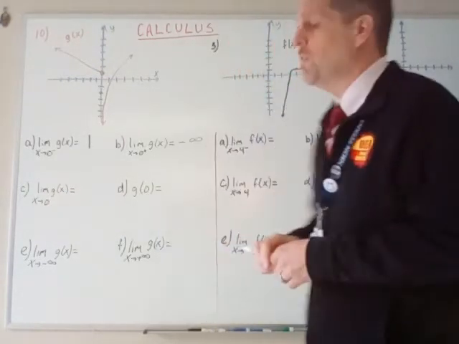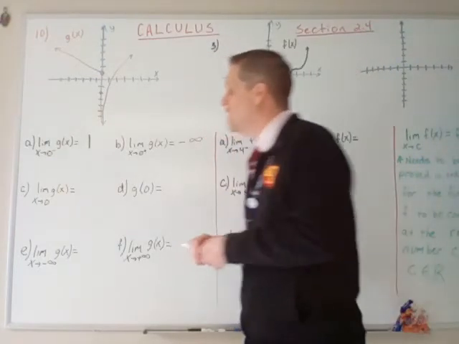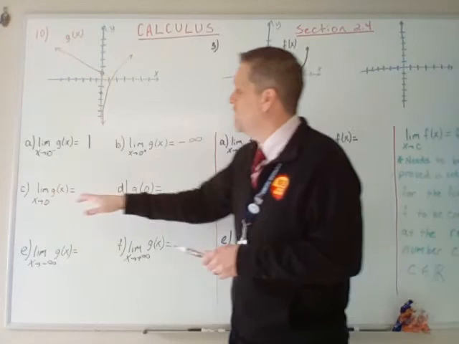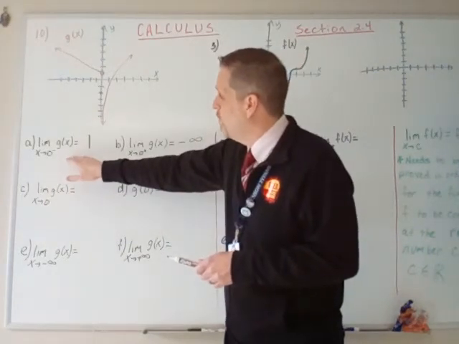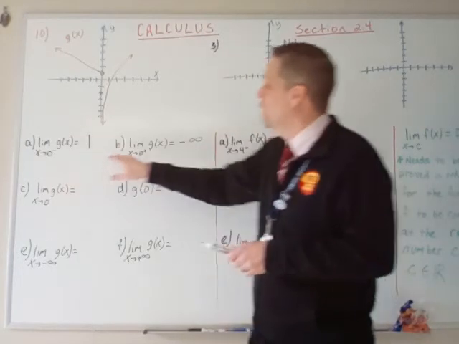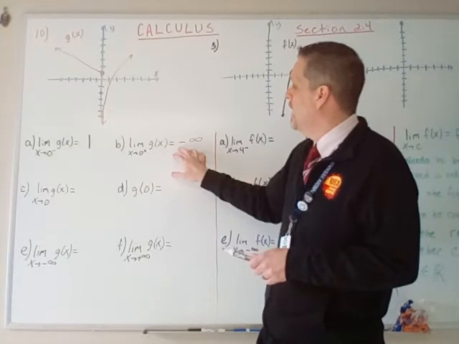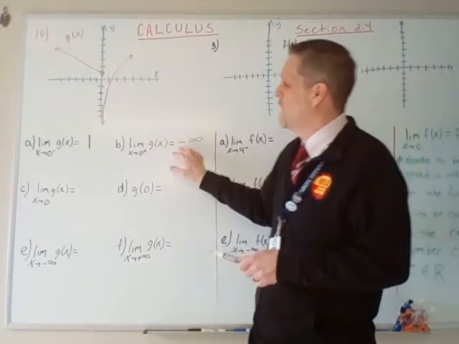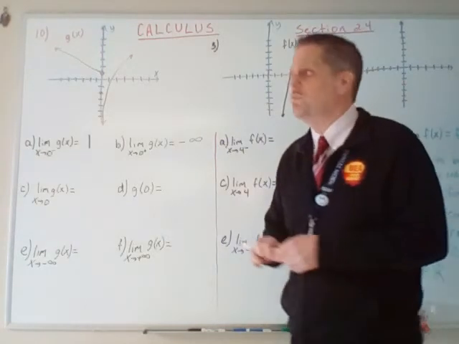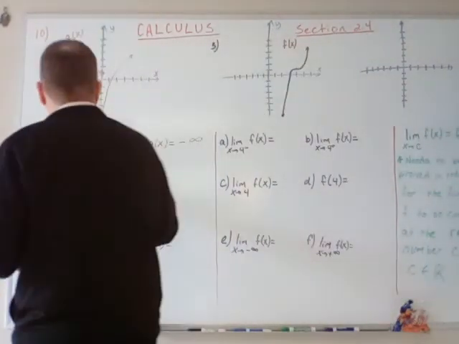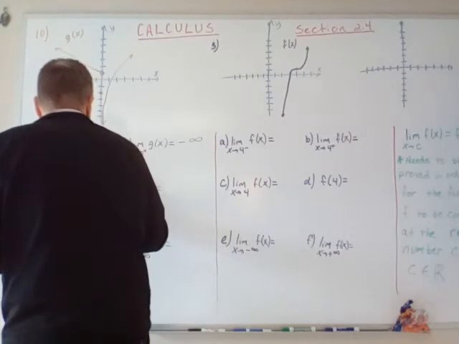Now, the next question says, what about x approaching 0? There is no plus, there is no minus sign here. Well, that means that we're talking about the double side limit at 0. We've got a left side limit that equals 1. That was this part. We've got a right side limit at 0 that equals negative infinity. That tells us that our double side limit does not exist. We'll use DNE as an abbreviation for does not exist.